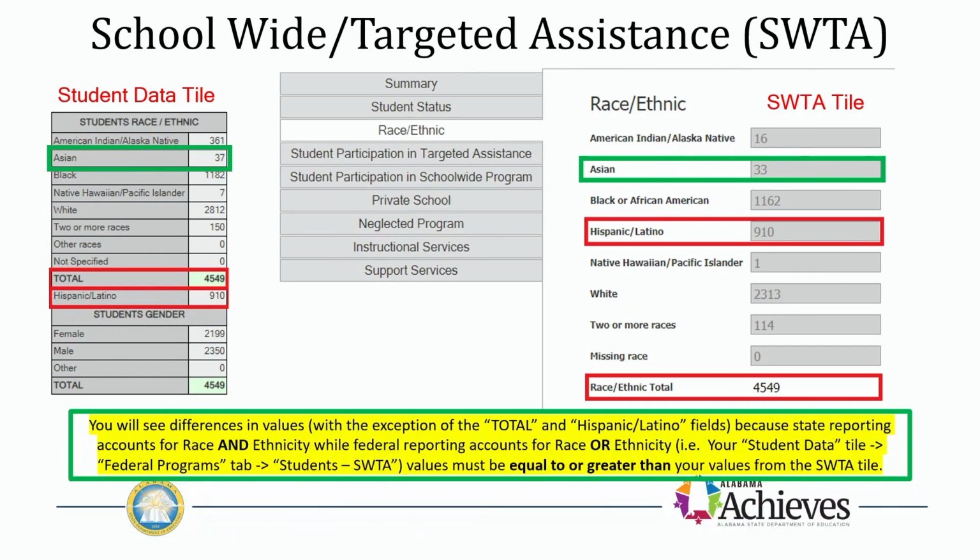At the end of the day, the values that will match are going to be the overall total, and then also the Hispanic Latino count. Those numbers are going to match one-to-one, but if you see that the values are not matching for the other categories, don't worry about that, as long as the student data tile is at least the same or more.